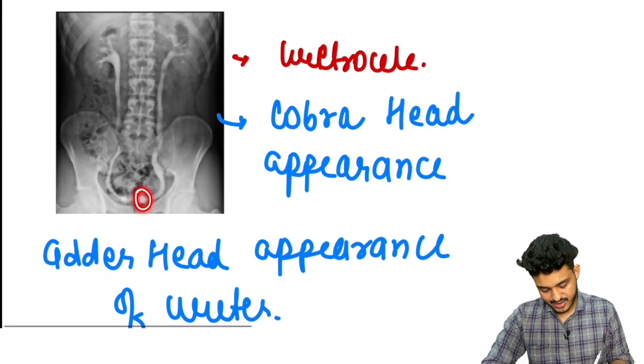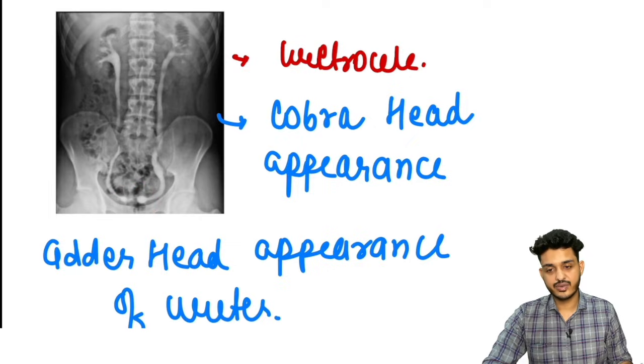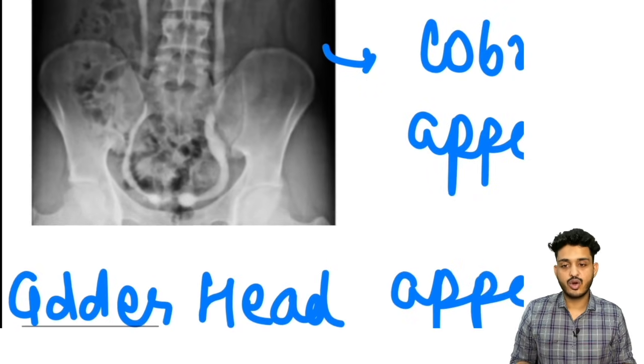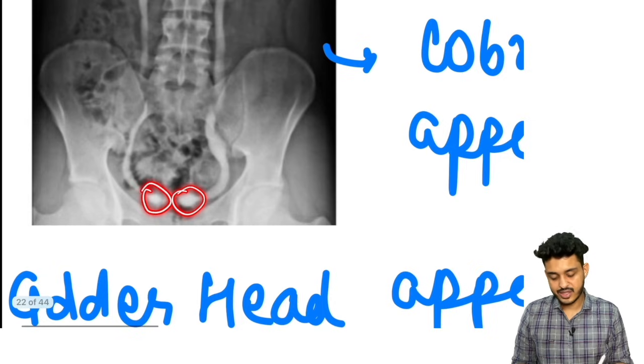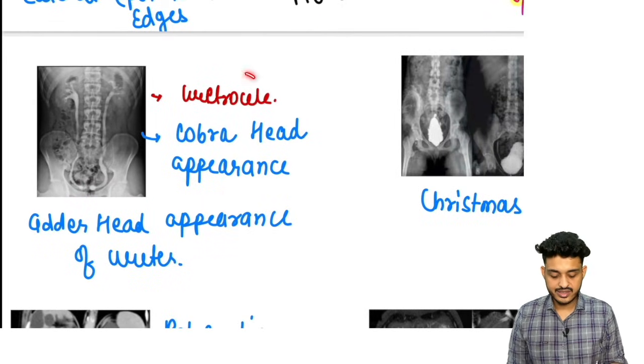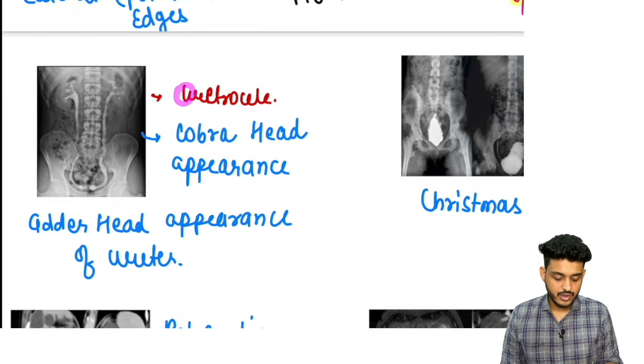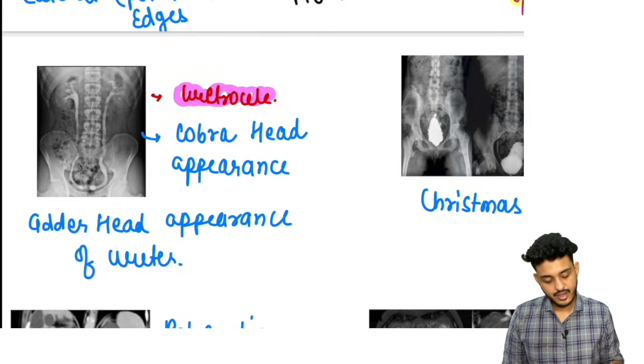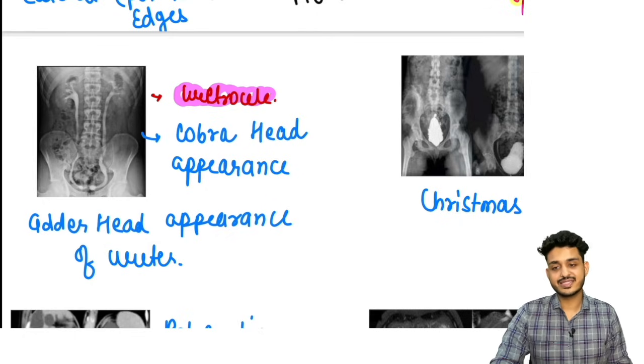Can you appreciate this is a specific appearance that you are having? This appearance is known as cobra head appearance, also the adder head appearance, cobra head appearance of the ureter. This is seen in the cases of what, beta? Ureterocele. This is seen in the cases of ureterocele. You will be having this type of appearance.